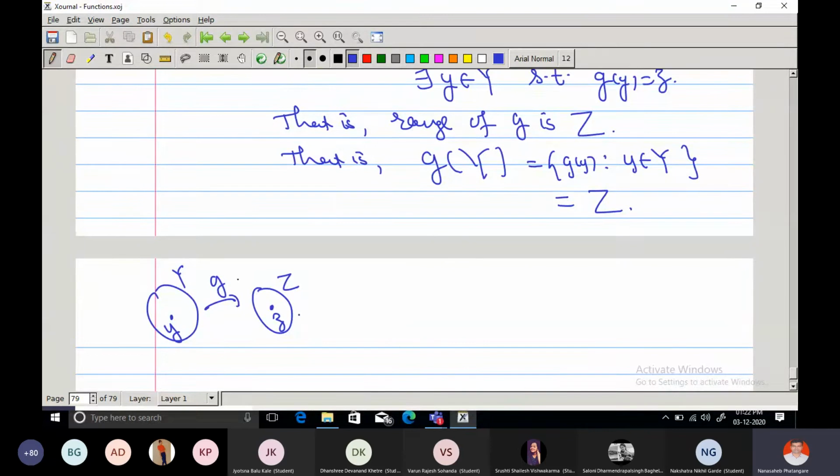Without taking an element in Z, you cannot produce a pre-image. So how does the process start? Let z belong to Z. Choose any element from Z and now initiate the process of finding a pre-image in Y. Is it clear?